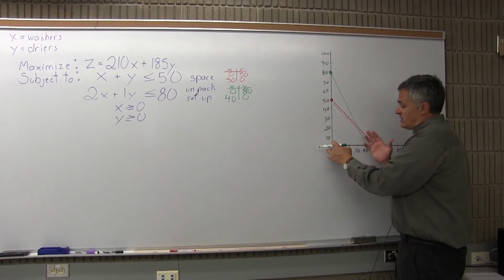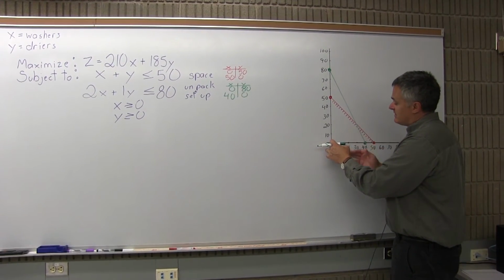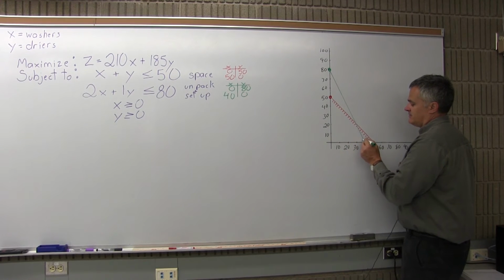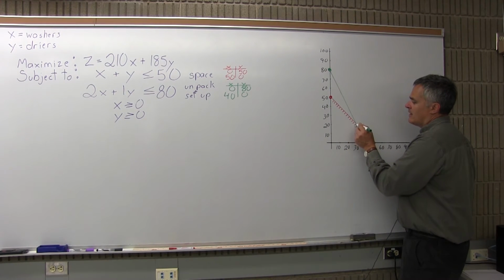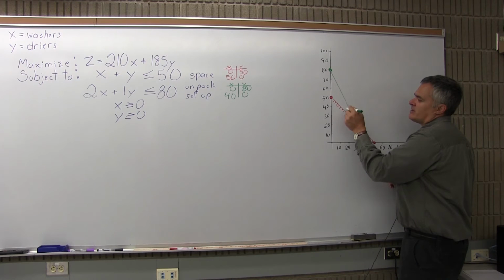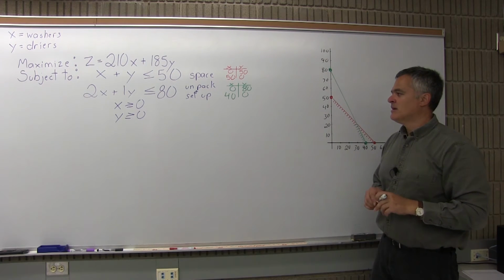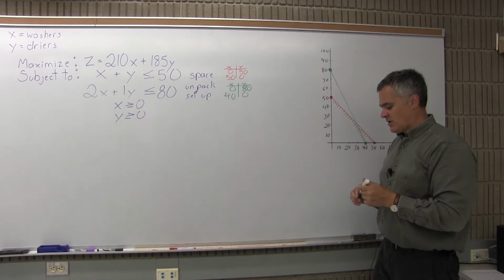So the test point is in the shaded region, which means the underneath side is the shaded region. And I won't even continue to shade above the red line, because I know I have to satisfy all my constraints for my feasible region.